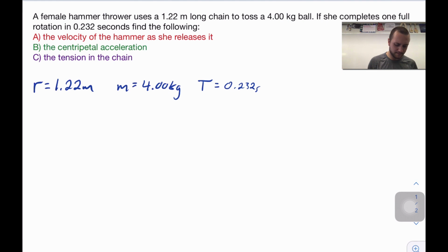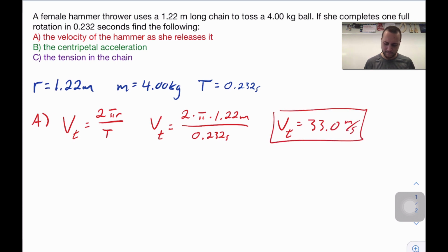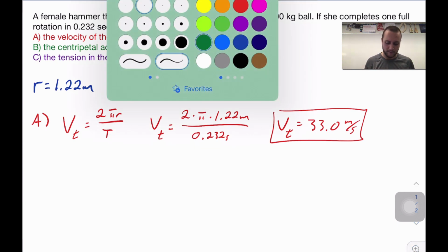Using those given values, we can solve for the velocity of the hammer as it's released. That is going to be the tangential velocity. So our tangential velocity, being 2 pi r divided by the period, gives us 2 times pi times our radius of 1.22 meters divided by the period of 0.232 seconds. So the tangential velocity that she is able to generate here is approximately 33 meters per second. Again, just using our formula for our tangential velocity is how we solve that one.